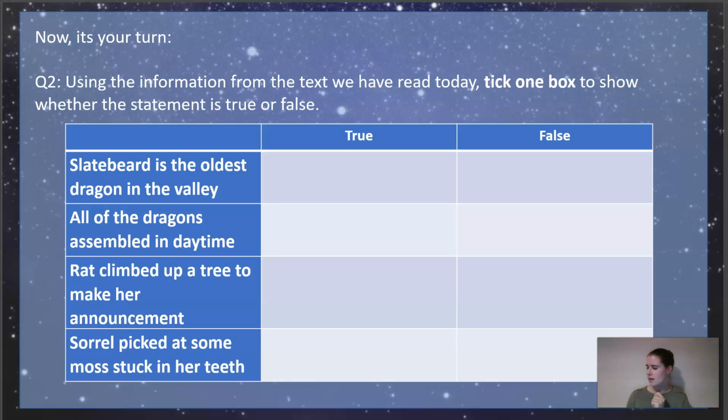So the dragons turned to Firedrake and Sorrel. Rat's right, said Brownie. You have no idea. She spat on the ground and picked up a piece of moss. Okay, so the word moss is here. Let's read a bit further.